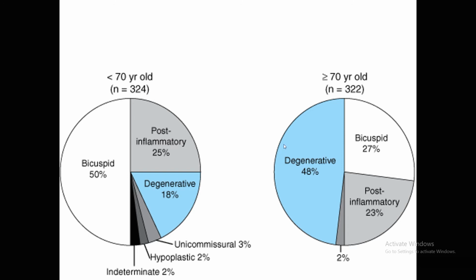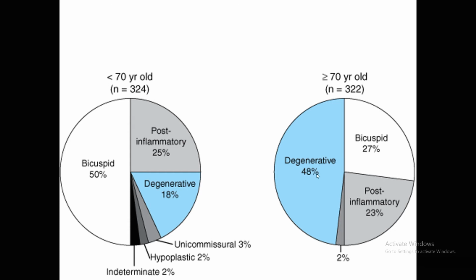Let us start with the aortic stenosis. The etiology of the aortic stenosis is illustrated on the slide. In children, the cause is mainly congenital.